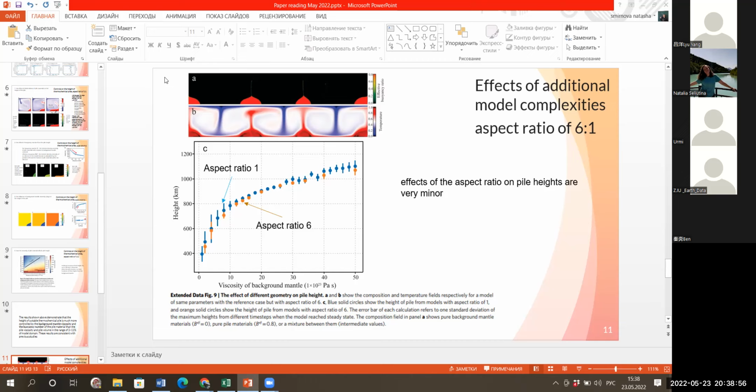In this paper, the authors only one time mentioned approximate age. They are saying that probably the African large low shear velocity province is enriched by subducted continent material, which happens during the Pangea supercontinent cycle, and no such thing for Pacific, but it's the only time when they're talking about the age. So yeah.